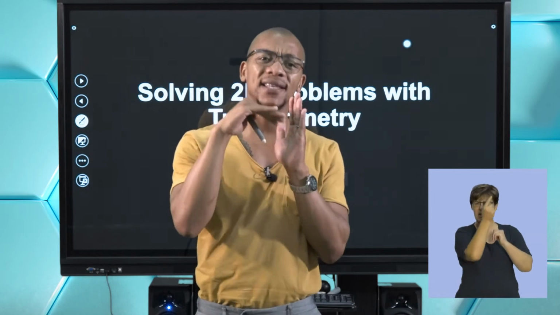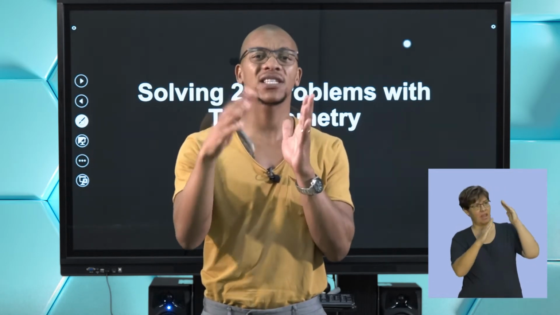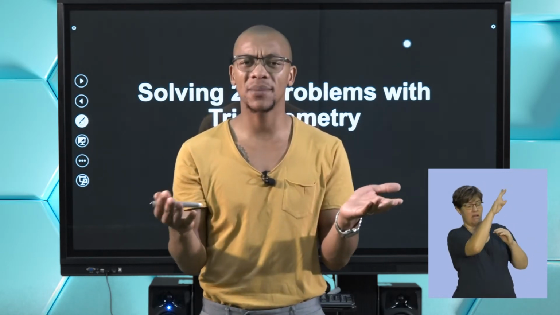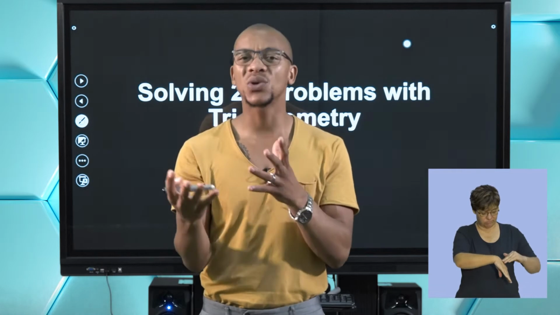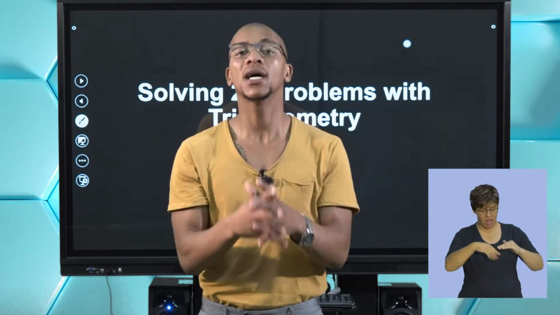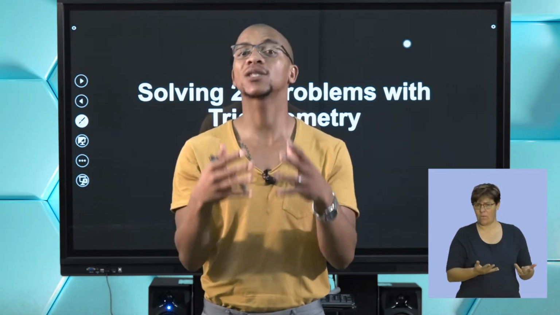Maybe if I'm standing here and I'm looking up to see what's happening up there, there's what we call an angle of elevation, which is something we're going to be talking about. If I'm looking down at an object that's below me, there's an angle of depression that I'm going to be talking about. So those are the things we're going to be looking at in this particular lesson.